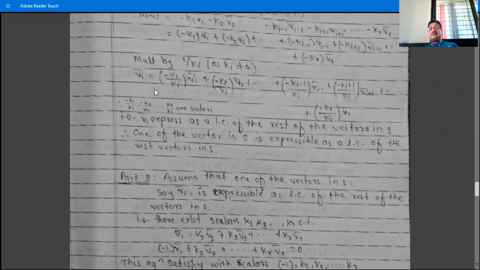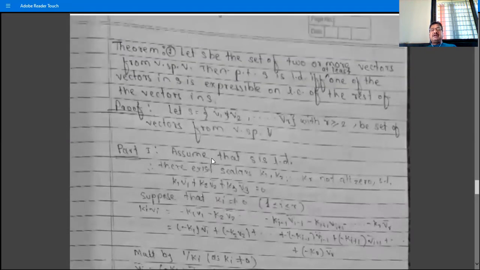Vi is equal to, this means vi expressed as a linear combination of the vectors in S except vi, or other than vi, or the rest of the vectors in S. So what do we have? This equation says that vi is expressed as a linear combination of the rest of the vectors in S, that is, other than vi. This RHS is the linear combination of vectors in S other than vi. So this is part 1.